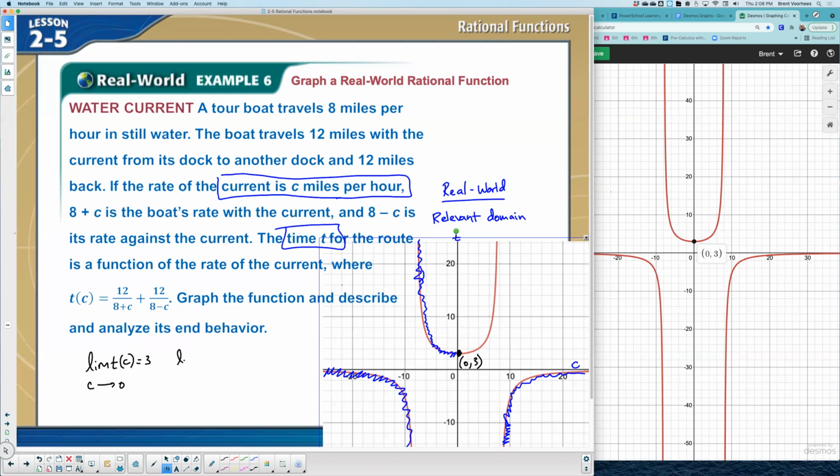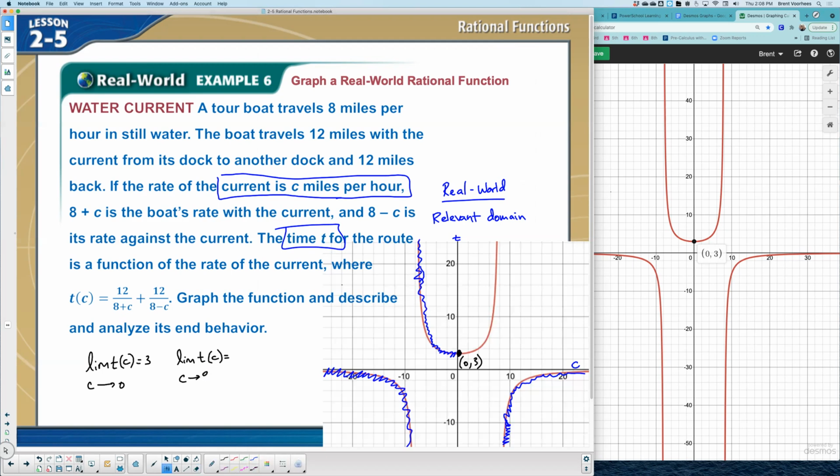And then you need to do the same thing for the limit of t of c as, and normally we would say c goes to infinity, but c cannot go to infinity. It looks like this graph stops at wherever this vertical asymptote is. And I'll tell you that vertical asymptote is at 8 because if the current is faster than 8, the current's moving faster than the boat. So even though the boat is trying to travel, if it's moving slower than the water, it's going the wrong way and it'll never make up the distance. So this actually is going to approach 8, and that's as far as it can go.